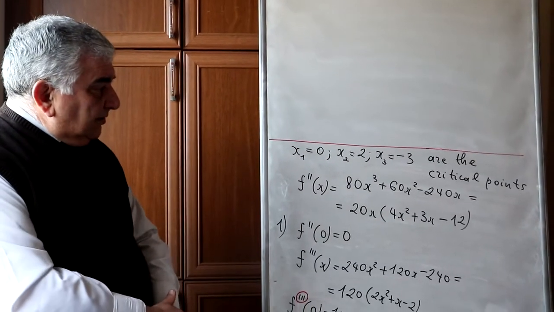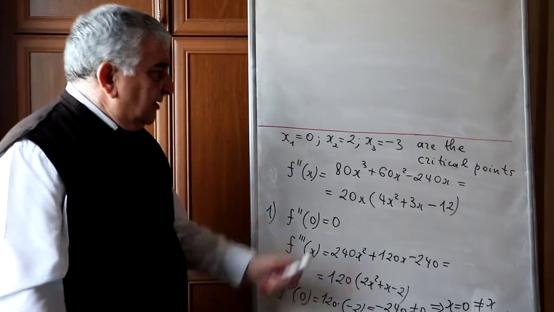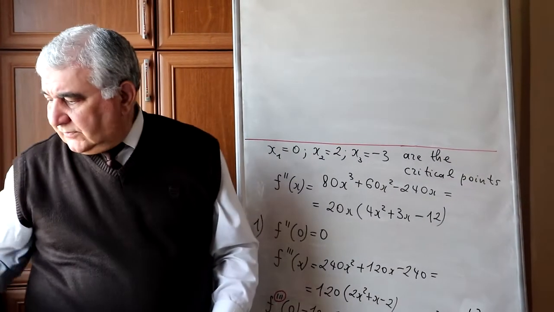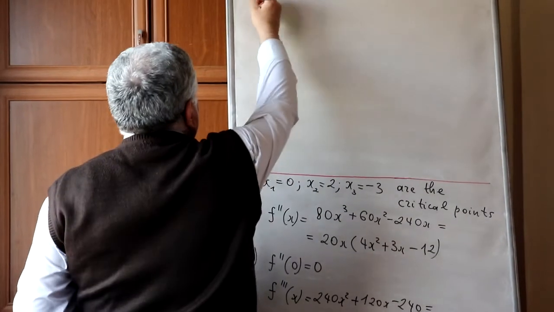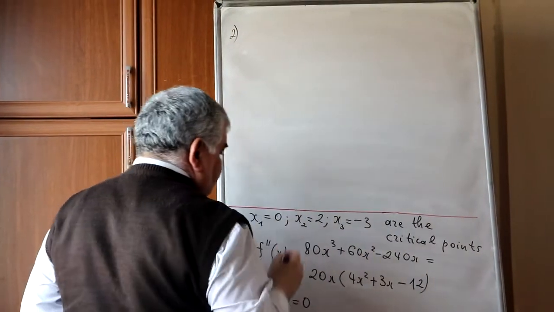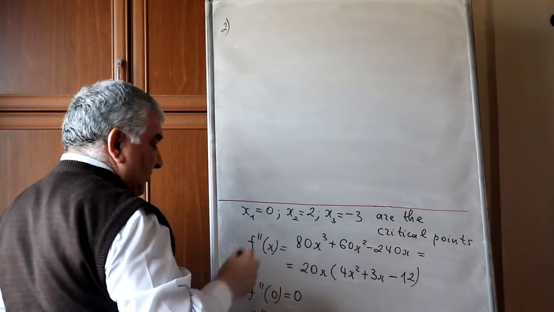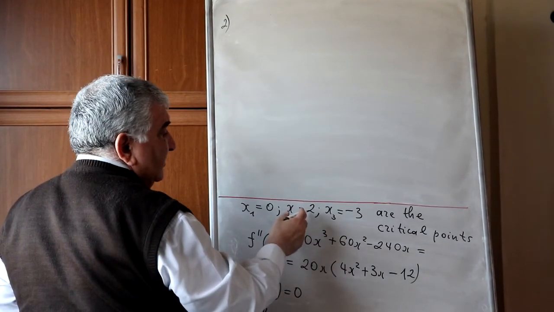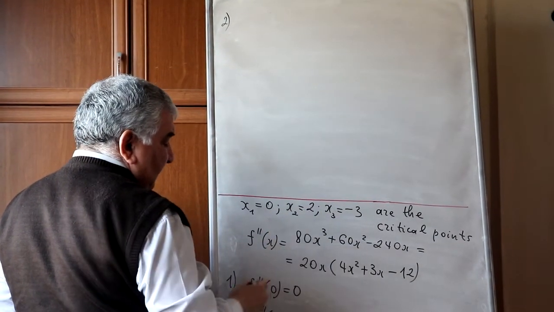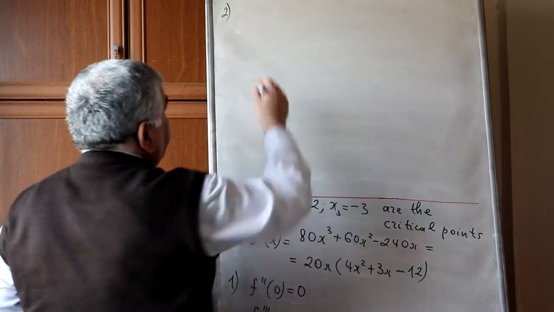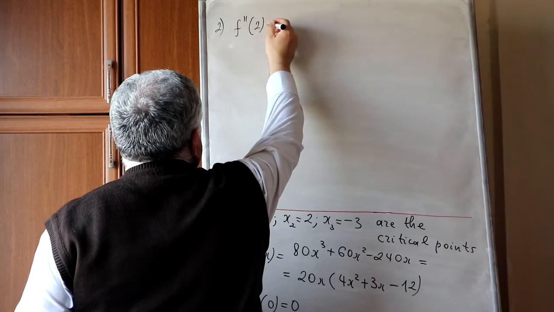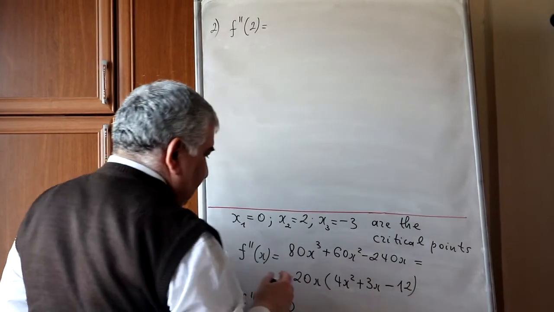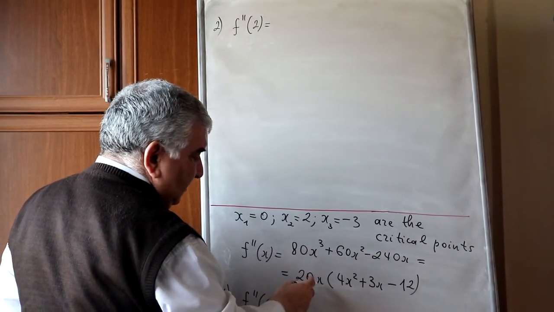Then continue to investigate the second critical point for extremum. Now calculate the second derivative at the second critical point. That is, find f2 prime at 2. f2 prime at 2 equals. Then substitute 2 instead of x.